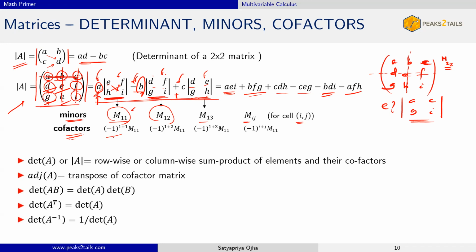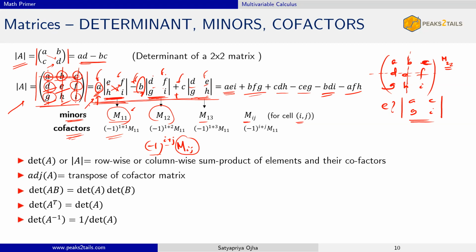Cofactors are given by -1 to the power i plus j, times Mij. You take the minor, a determinant of the remaining entries, and multiply it with -1 to the power i plus j. You already know what is i, what is j. And that's it. So if you look at the first expression, A times something, the coefficient of A is +1. It is not negative, right?